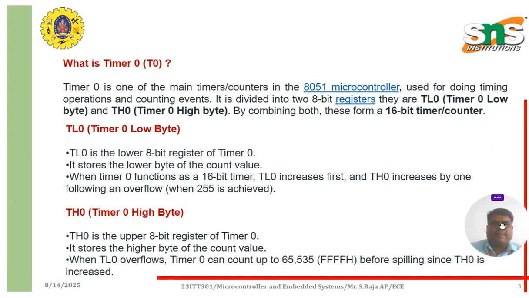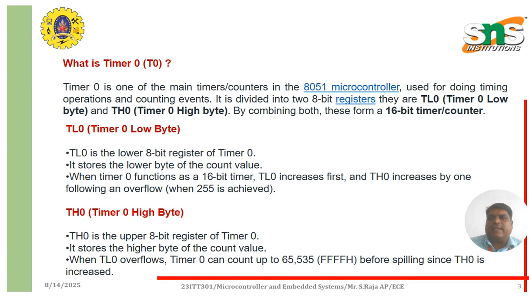What is a timer? Timer 0 is one of the main timer counters in the 8051 microcontroller, used for timing operations and counting events. It is divided into two 8-bit registers. They are TL0, that is timer 0 low byte, and TH0, timer 0 high byte. Combining both forms a 16-bit timer or counter.